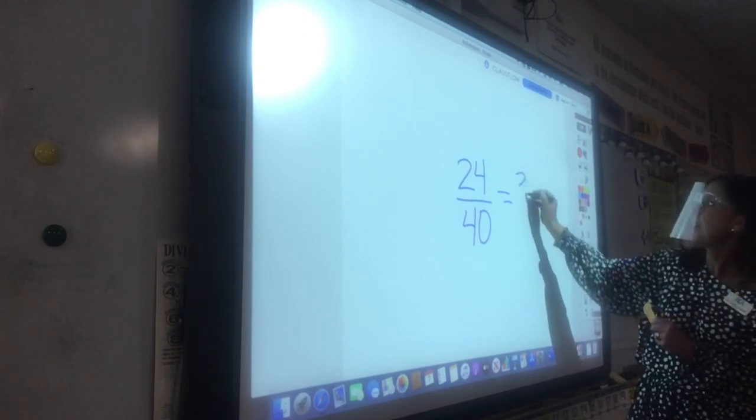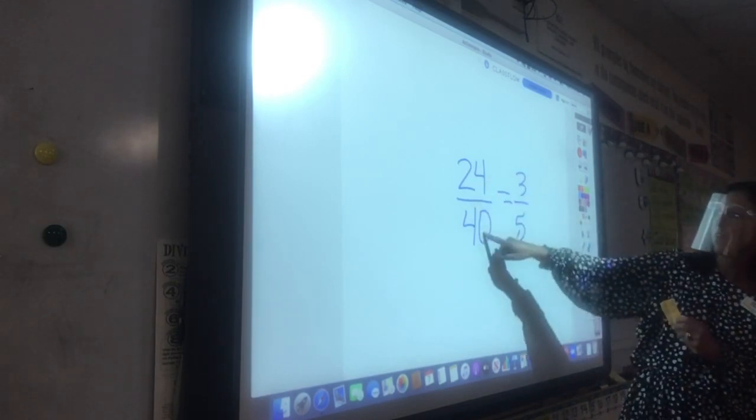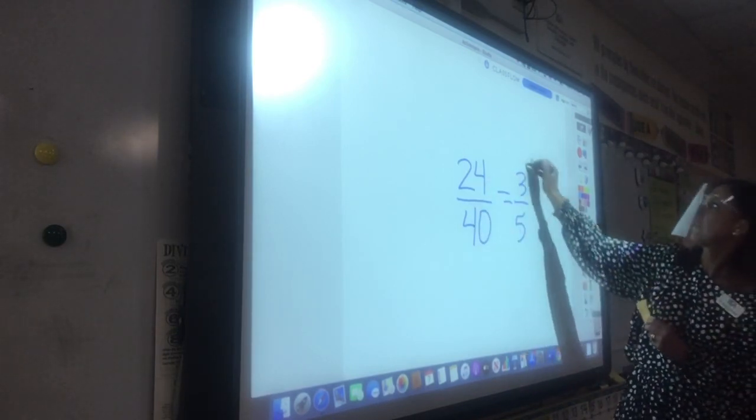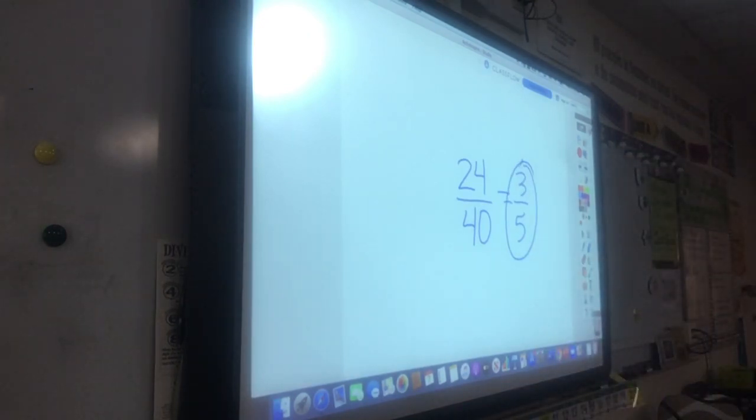3, and then 5, exactly. If we divide this by 8, we get 3. If we divide this by 8, we get 5. So 3/5 would be our biggest. Now, let me show you something though that you could do.